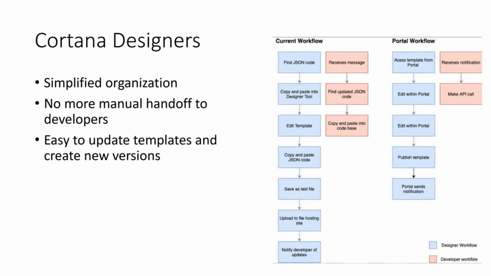Once the designer says, okay, this template is good, they can simply hit the publish button as Kang showed earlier, and it'll be published to the API. And like I said, it's going to be easy to update templates now and create versions. You can simply click on a template, say that you want to edit it, make your edits, and then publish again, and you are creating a new version of the template. In the image on the side, you can see that the blue squares are the designer workflows. Using our portal, the designer workflow is a lot more simple, and we save a lot of steps for the designer.